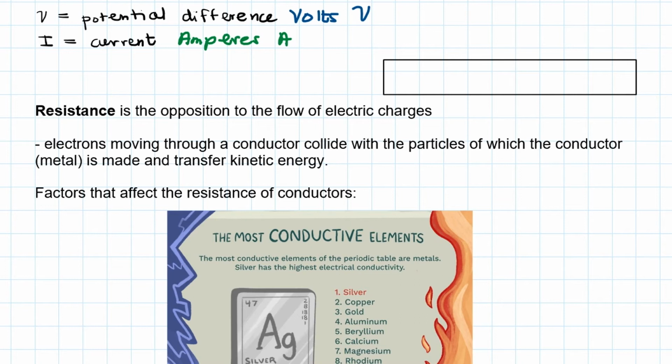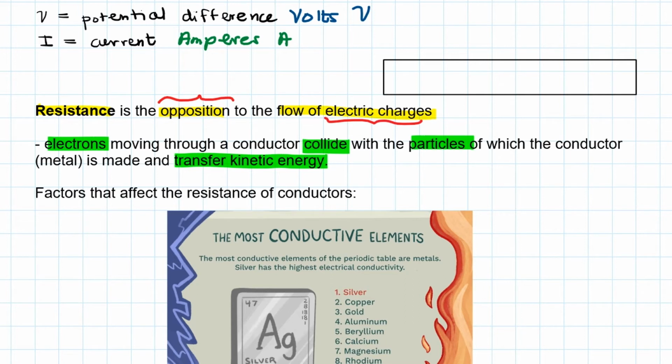This definition says resistance is the opposition to the flow of electric charges. So in other words, when a device or a conductor has resistance, it makes it difficult for electric charges to flow. Now, the reason this happens is because the electrons moving through the conductor collide, which means they bump into the particles of which the conductor is made, and they then transfer kinetic energy.